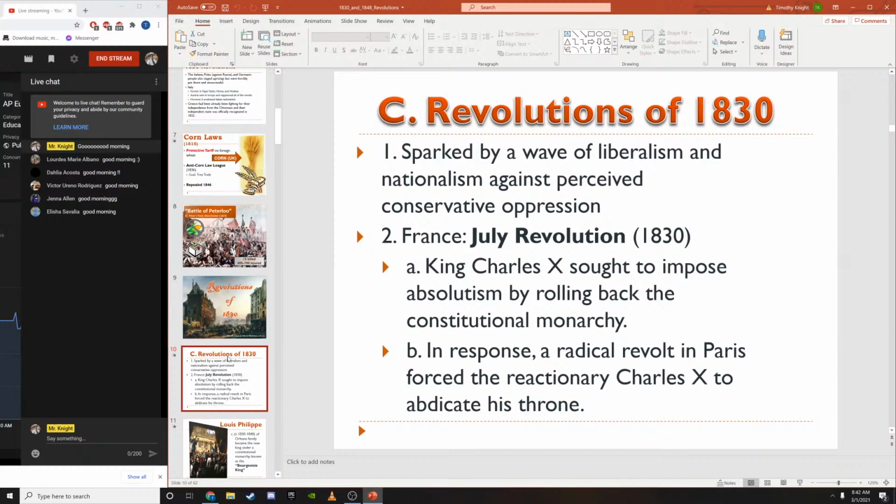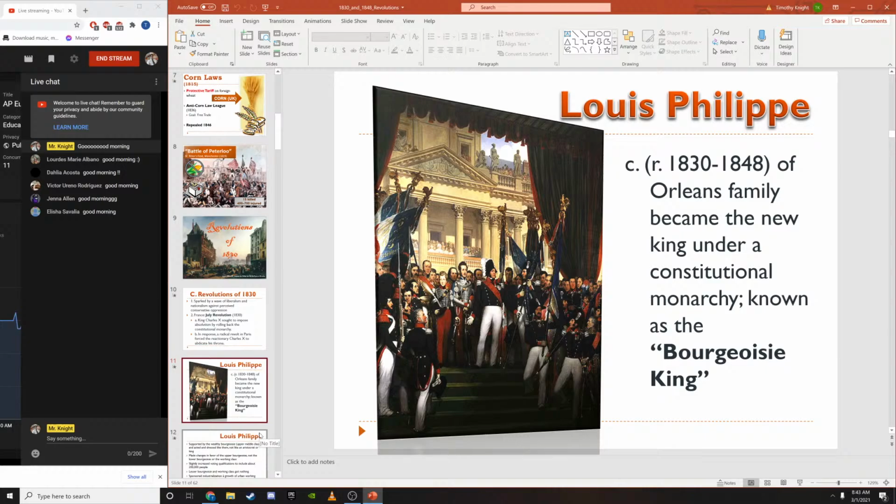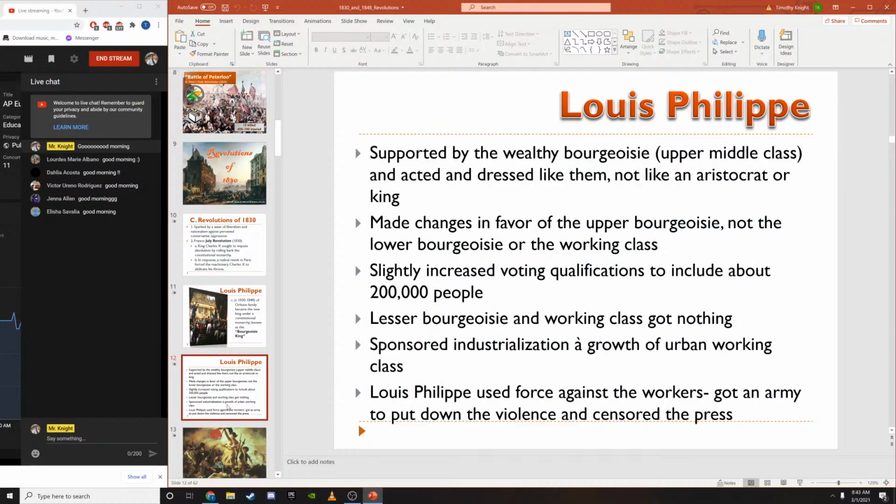In response, a radical revolt in Paris forced the reactionary conservative Charles X to abdicate his throne, to give up the throne. Louis Philippe would be the guy who replaces him as King of France. And he came from the Orleans family, and he became the new king under a constitutional monarchy and became nicknamed the Bourgeois King, because at least on the surface, he was supposed to be more liberal and favoring of the bourgeois class. Likewise, he was also supported by the wealthy bourgeoisie, the upper middle class. And he even acted and dressed like them rather than dressing like an aristocrat or king. So that's how he got the nickname Bourgeois King.